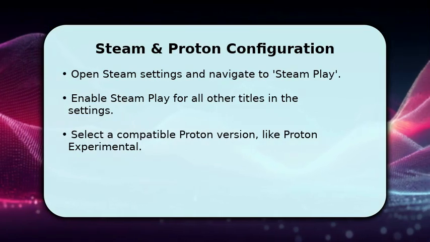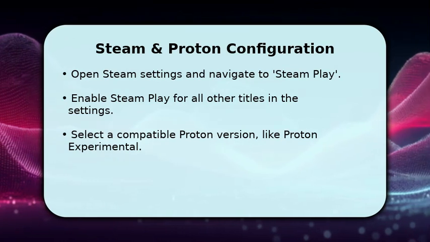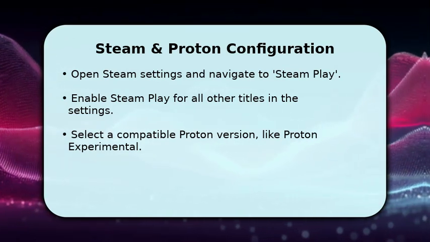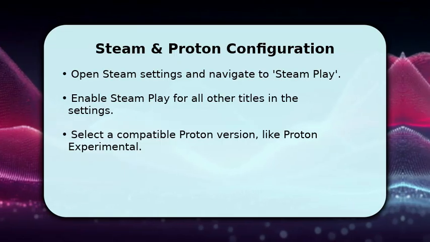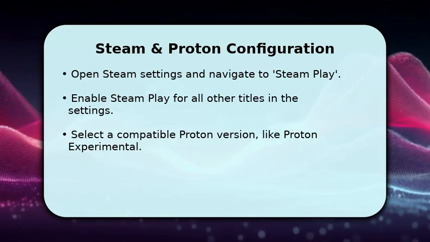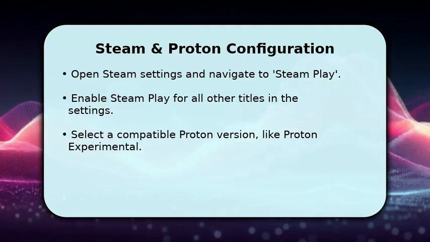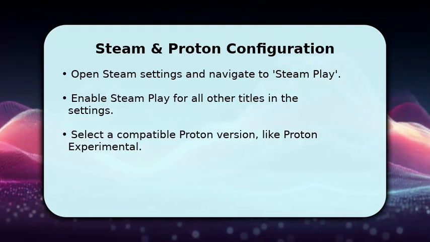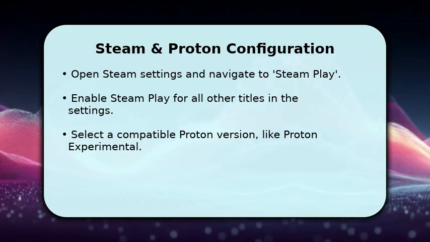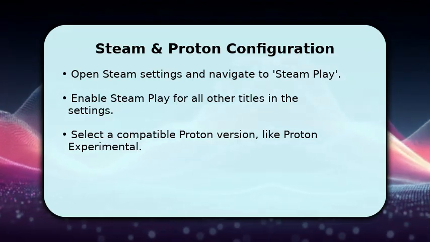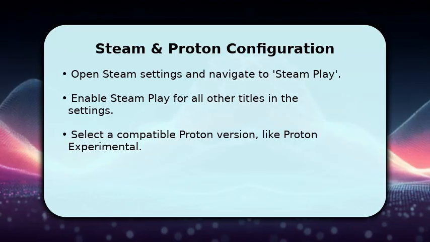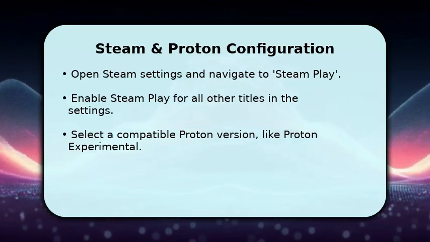Open Steam and navigate to the Steam menu, then Settings. Find the Steam Play section and check the box to enable Steam Play for all other titles. Below that, select a specific Proton version, such as Proton Experimental or a recent stable release, from the drop-down menu. This crucial step tells Steam to use its compatibility layer for Windows games.